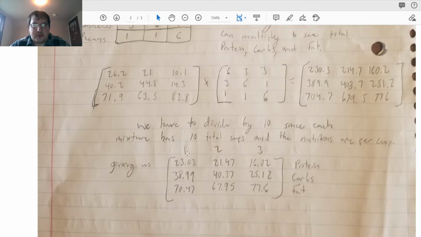So for the first mixture, the combination is 23.03 protein, 2147 for number 2, etc. So you can see like number 3 would have the most fat, so if you'd want to avoid that, potentially. Here we have the most protein.